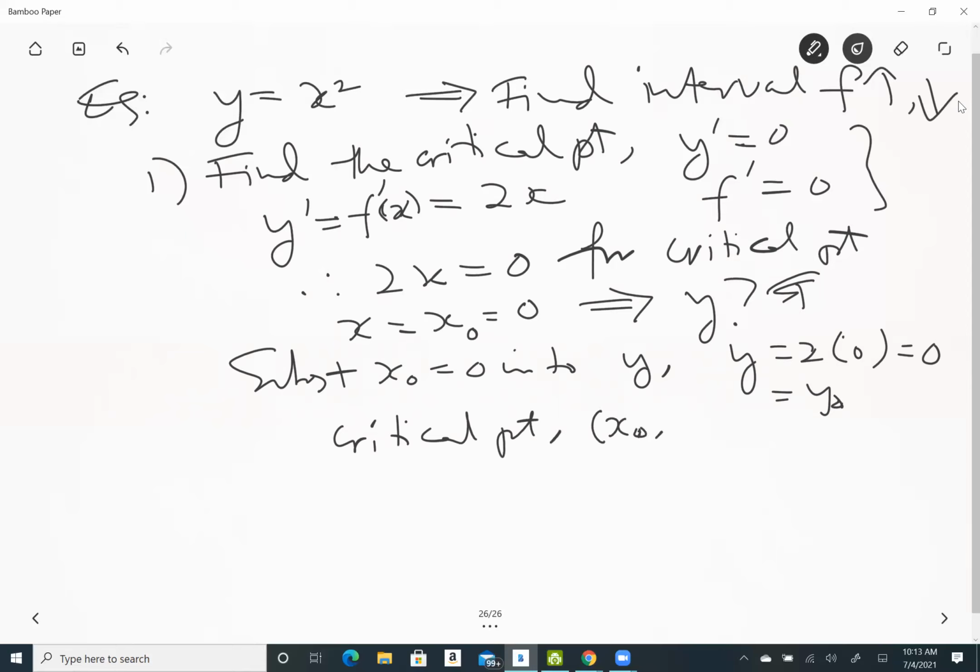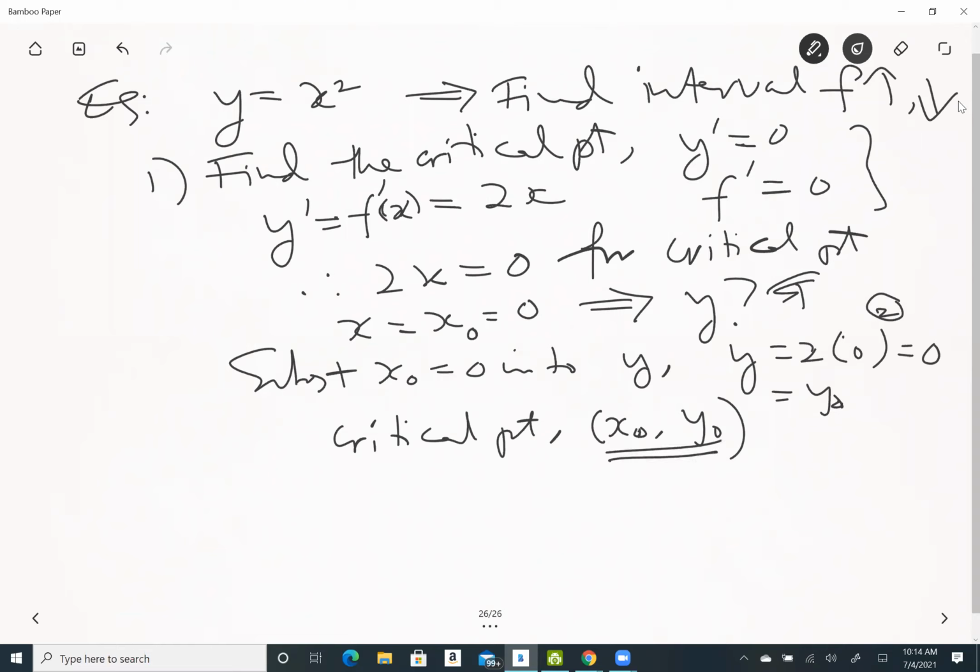(x0, y0). The original function is x squared, right? Yeah, not 2x, x squared. Because 0 squared is still 0. Thank you, because the y prime is 2x, we may get confused, so I should put the x squared. For other types of function, maybe we don't have to. So that is a critical point.